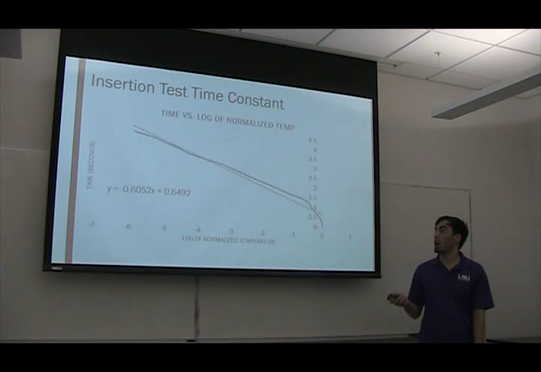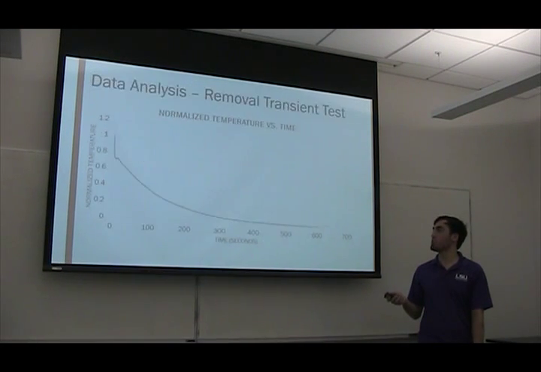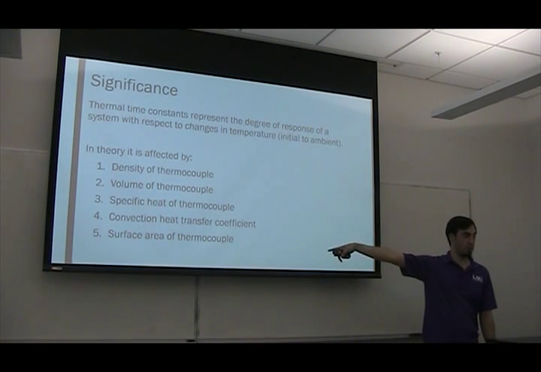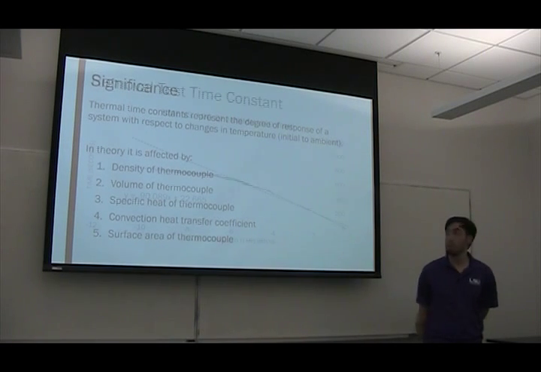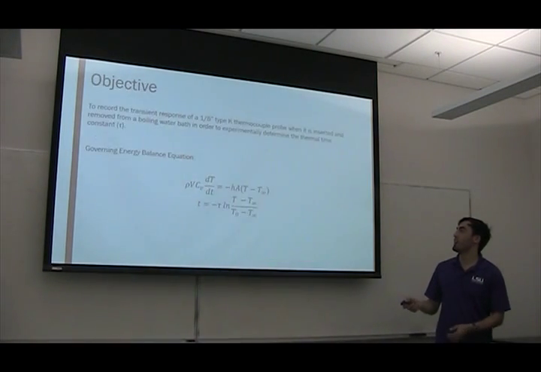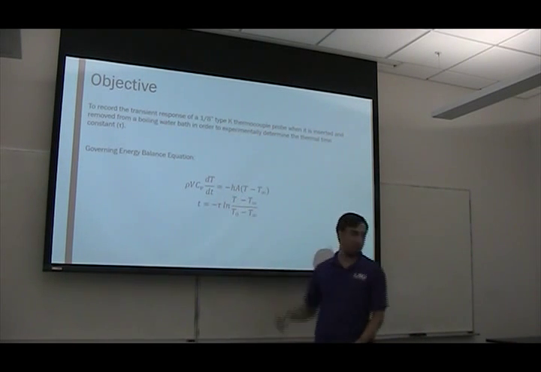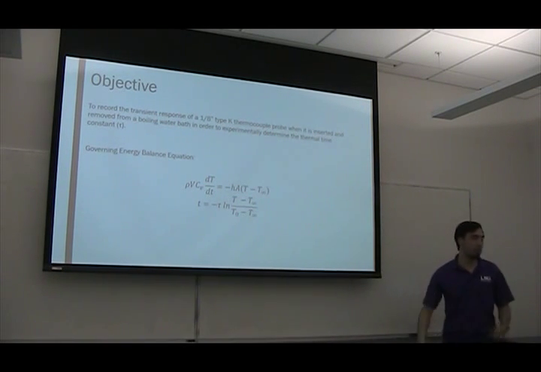One question. Can you calculate this result theoretically? Yeah, that's what all those 5 things were. I didn't put the equation in, but tau is equal to three things over two of these. I think it's rho V C over H A. That's how you can theoretically calculate it.